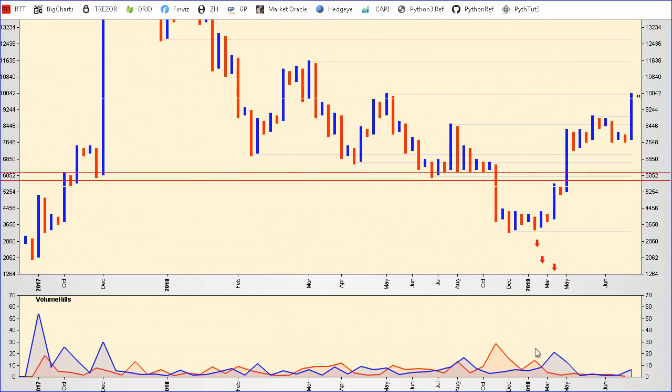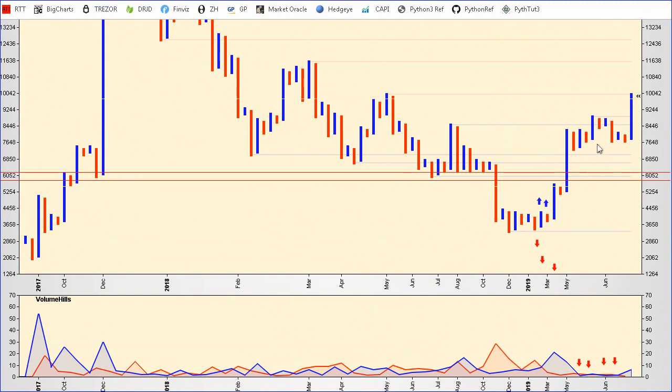But as you can see, the supply volume, the red hills, dried up, and the blue volume took over right there. So that's where you get bullish. See that red failure there? There's just no volume in it, and it's taken off ever since. And as you can notice, there is literally no supply on the down day, on the down bars.